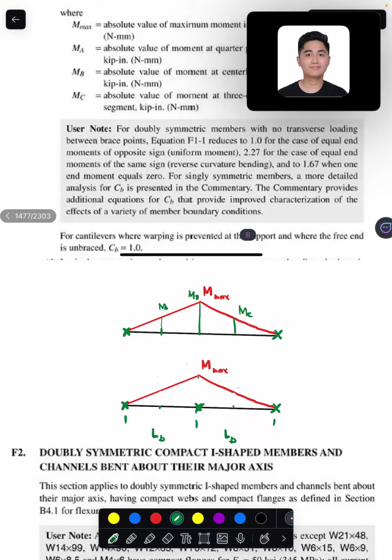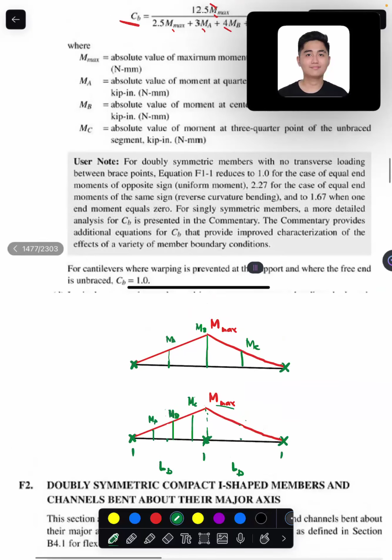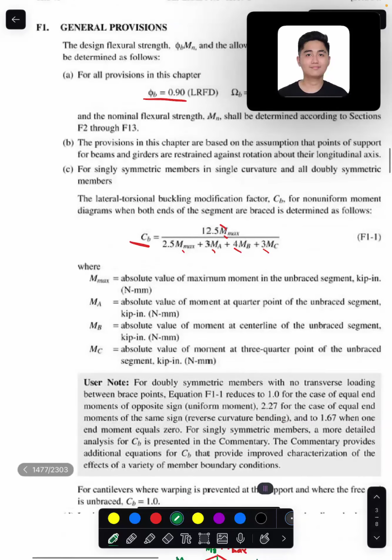And kadalasan or all of the time pala, ang ginagawa na natin is yung MA mo ngayon is 1/4 of that. So ito na yung bago mong MA. Yung bago mong MB is 1/2 ng unbraced length. So kung consider mo sa overall length, medyo mga lahati na siya. MB, tapos meron ka ng MC dito. Tapos meron ka pang M max. So nandun pa rin naman siya sa span na yun. So ito yung kailangan mo na formula.